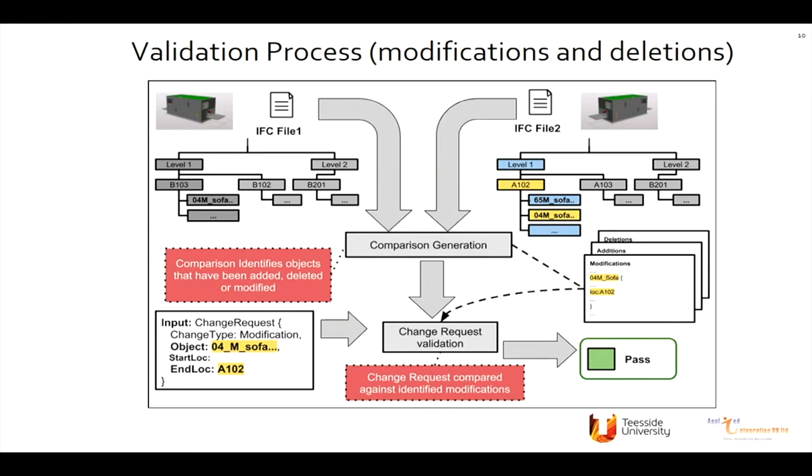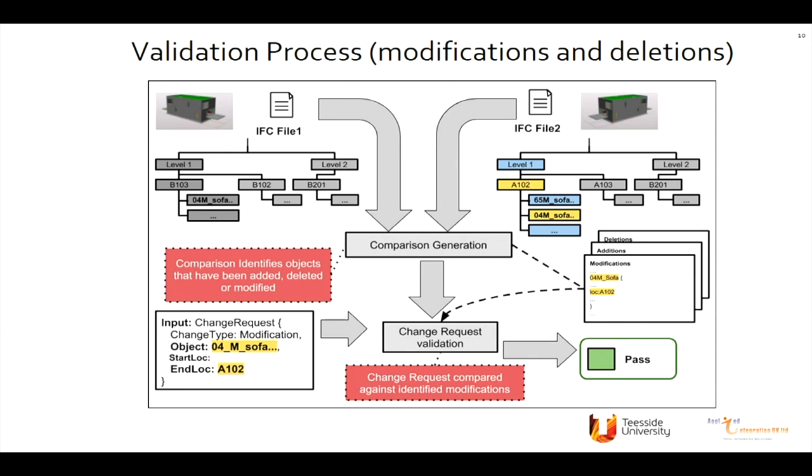So this is the main overview of the validation process that we use. It uses the set of changes that we generate from the core system. It brings in a formalized version of the change request, which has all the information we need in terms of the object name, the locations involved, that kind of thing. And we can simply do a check with the comparison that we made earlier in the stage.